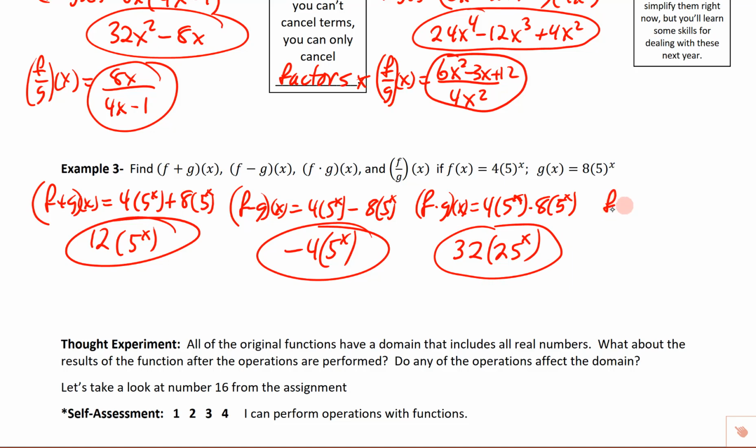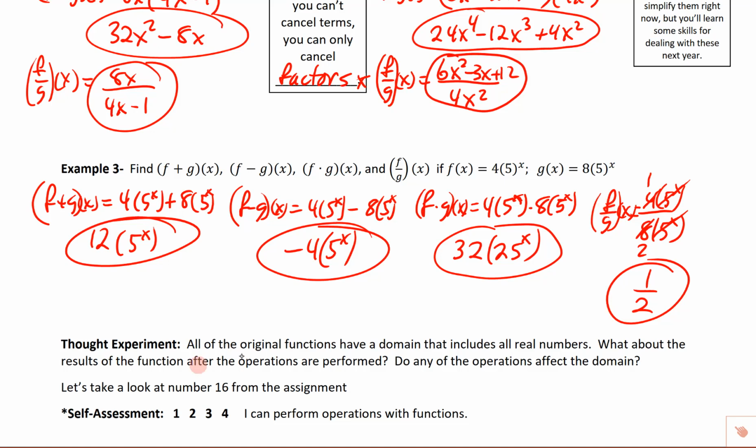And then here's the last one. We're going to do f divided by g of x. So we're going to do f on the top, so that's going to be 4 times 5 to the x, and 8 times 5 to the x. And notice what we have here. We can cancel the 5 to the x over 5 to the x, same thing over same thing. And then we have a 4 on the top and an 8 on the bottom. 4 goes in here once, 4 goes in here twice, so we end up with a 1/2. So when we divide these, we always end up with 1/2.